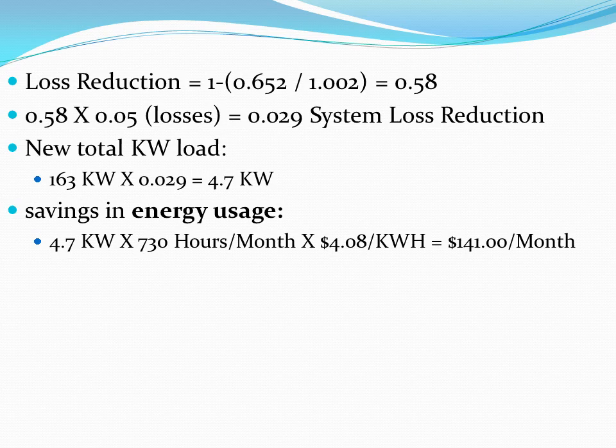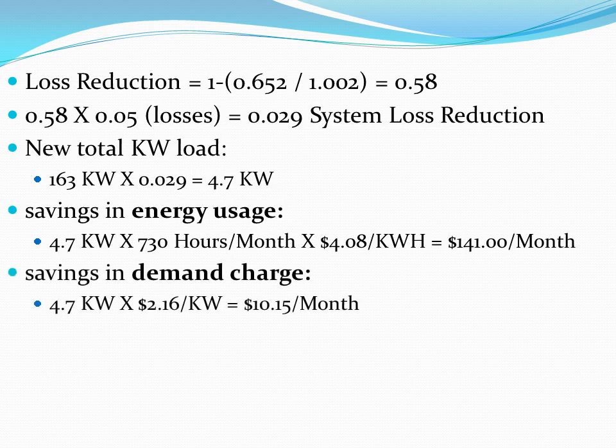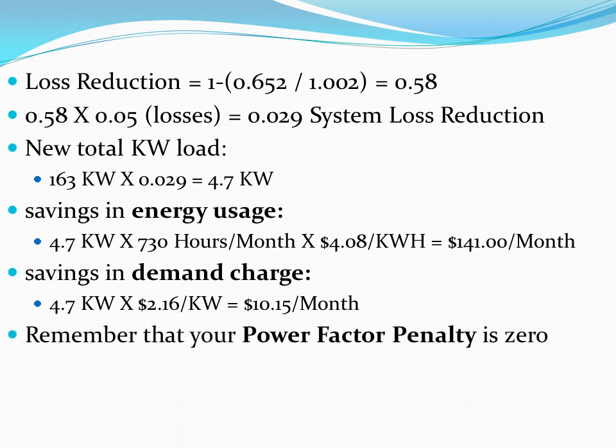Next, we'll calculate the savings in demand charge. So 4.7 kilowatts times $2.16 per kilowatt equals $10.15 per month. Finally, remember that your power factor penalty is now 0, so you don't get penalized for your power factor.